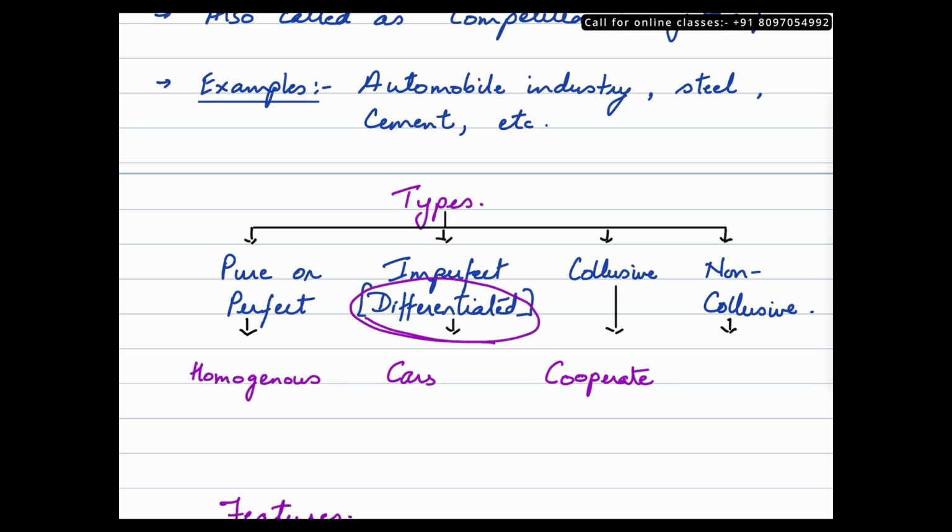Non-collusive oligopoly is simply when the firms are competing with each other. They do not collude, they do not come together, and they do not cooperate. So they compete with each other. That's the feature when we talk about non-collusive oligopoly. Let's take a look at what are the different features of the oligopoly market.